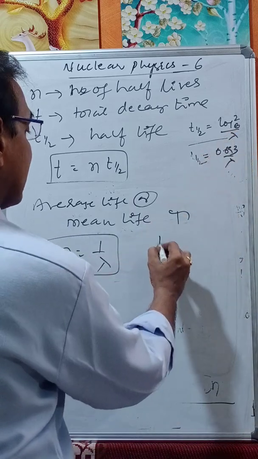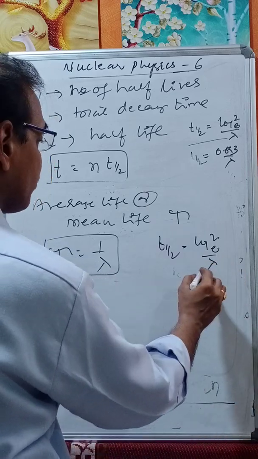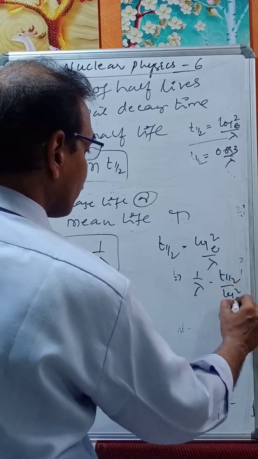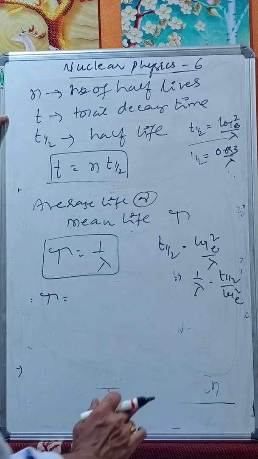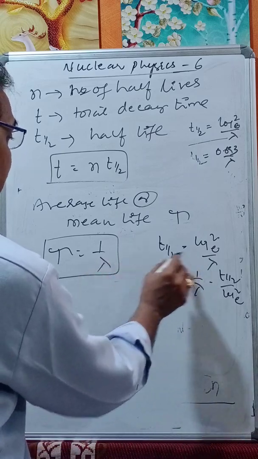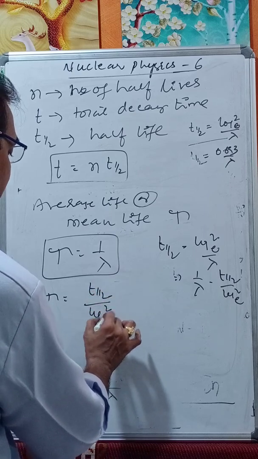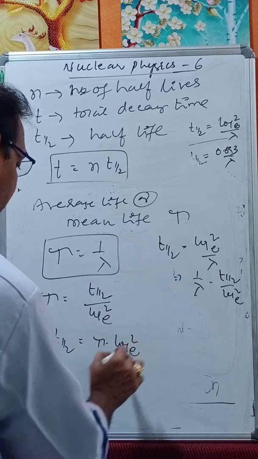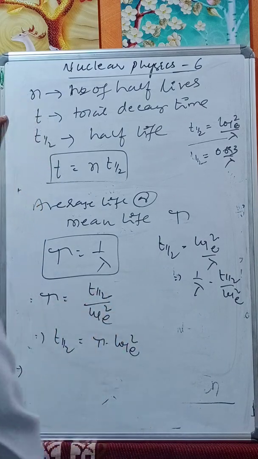Therefore, from this equation, as T half is equal to log 2 to the base e by lambda, this implies tau, that is 1 by lambda, is equal to T half by log 2 to the base e. Therefore T half is equal to tau into log 2 to the base e.